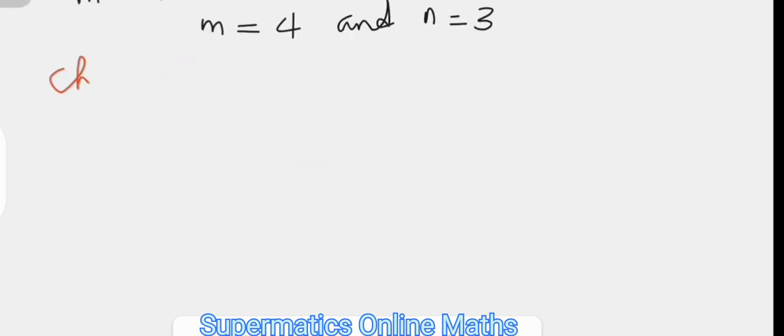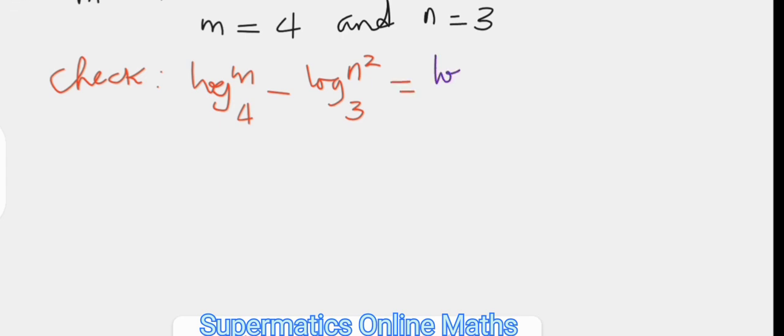We can check the validity of our solutions with any of the original equations. So we're using the first equation, log m to base 4 minus log n squared to base 3 is the left hand side. Now putting in the values of m and n, we have log 4 to base 4 minus log 3 raised to power 2 to base 3.